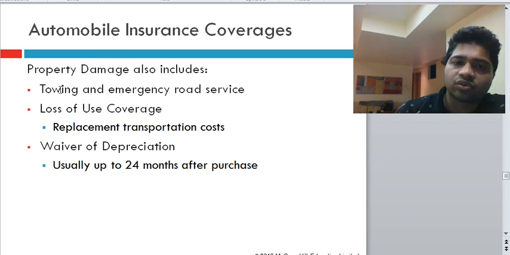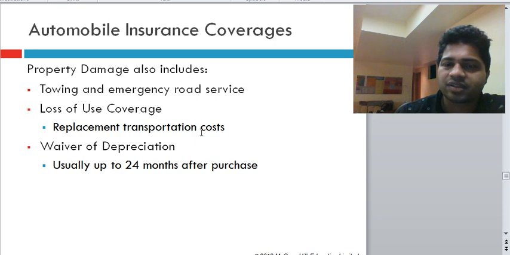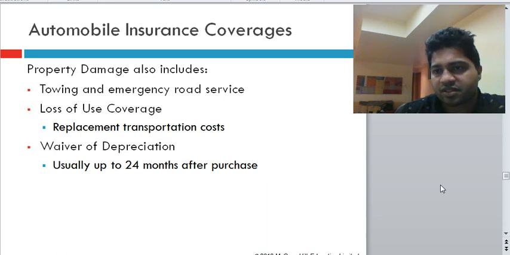Property damages also include towing and emergency road service, loss of use coverage, replacement transportation cost, waiver of depreciation usually up to 24 months after purchase.